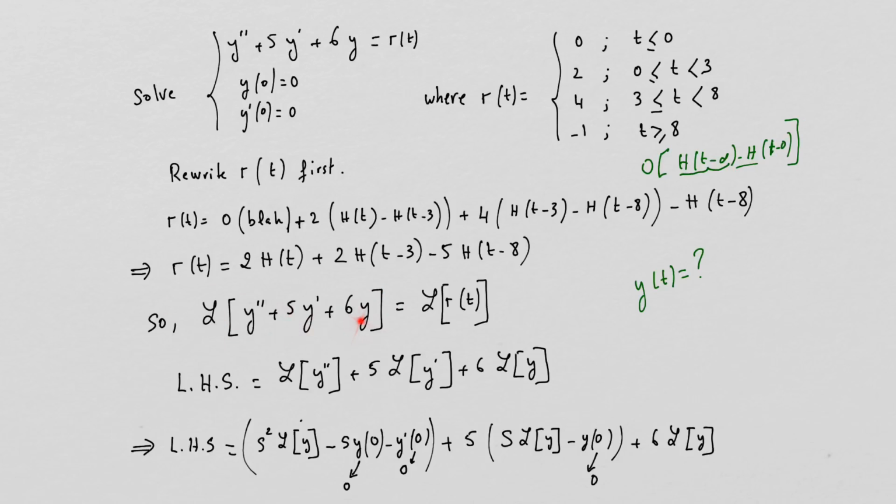Now, Laplace is linear, as you know. So it's Laplace of this plus 5 times Laplace of that plus 6 times Laplace of y. Now, we learned a few properties about Laplace of the nth derivative, and it was a really long equation if you remember. But Laplace of y double prime is s squared Laplace of y minus s y of 0, minus y prime of 0.